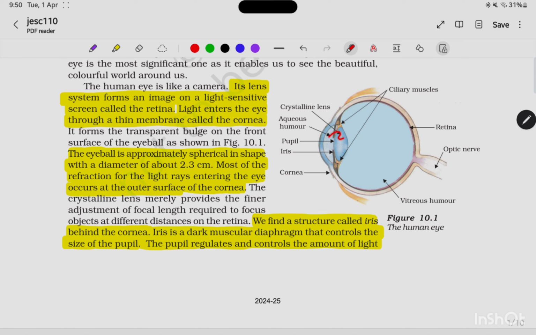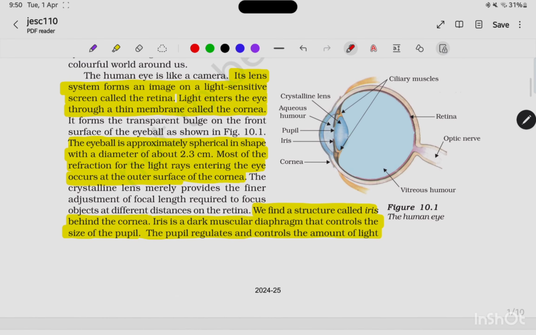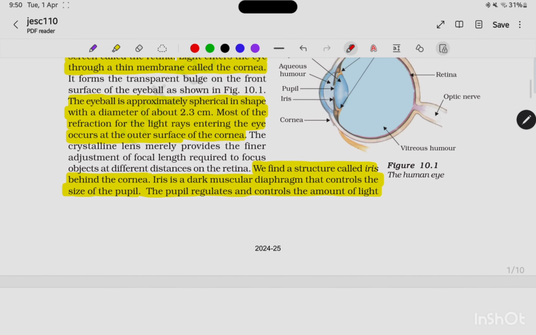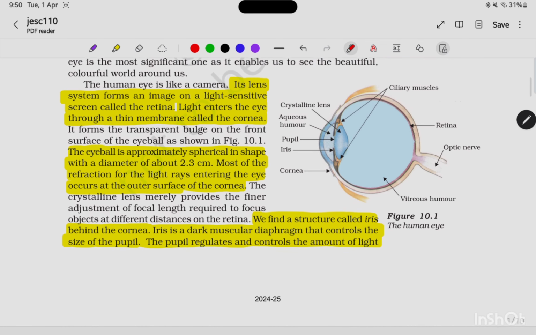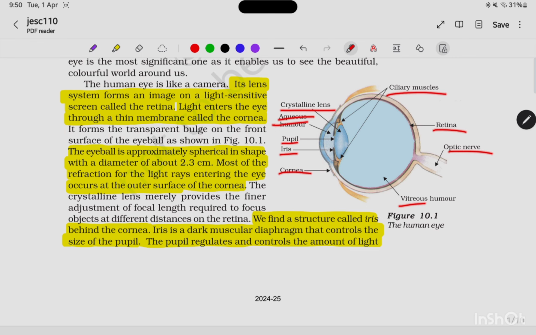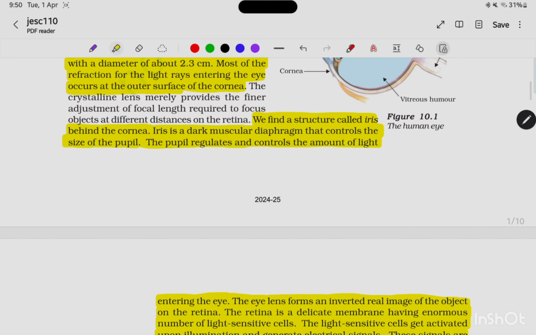Okay, this is the crystalline lens. Okay, and this liquid over here is the aqueous humor. It also provides nutrition to the eye. What else? This is the vitreous humor. Okay, that helps the aqueous humor, and the vitreous humor helps the eye maintain its spherical shape. Okay, I think that's all here, right? We discussed cornea, iris, pupil, aqueous humor, crystalline lens, ciliary muscles, retina, optic nerve, and vitreous humor. Okay.